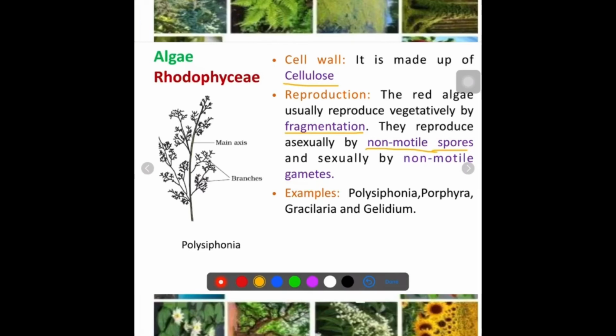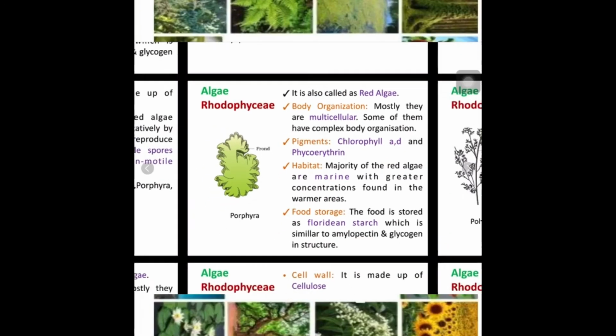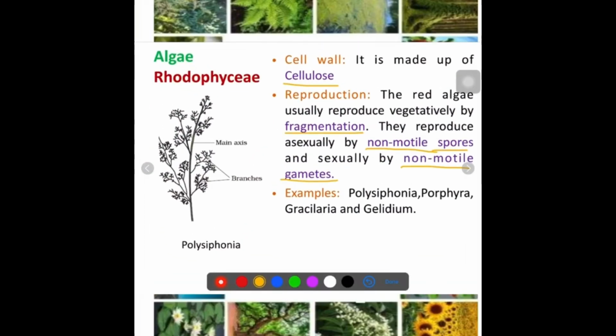Sexual reproduction occurs by non-motile gametes. The examples are Polysiphonia, Porphyra, Gracilaria, and Gelidium. If you see it, it looks like a plant, but it does not have organs. It has a complex organization. It is multicellular, but it doesn't have any organs. Such a structure you can find in Rhodophyceae. So either of these can be asked.